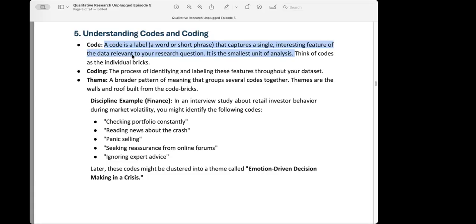Exactly. For example, if a participant says something like, "I work from home, but I honestly feel like I'm always on call," a relevant code might simply be "always on," or maybe "lack of switch off." It's specific to that statement.